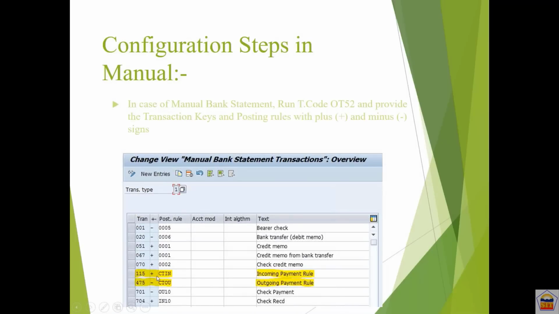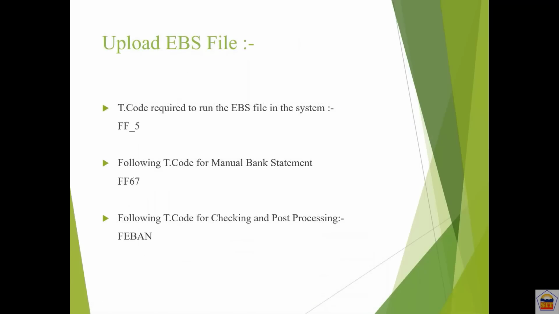Now this is the extra step we can take for the manual bank statement. Under the manual bank statement, once again, you need to mention your external transaction key. These are the external transaction keys with which you are assigning your posting rule. These are the posting rules we have maintained for the manual bank statement. So it is saying that for the upload of the EBS file, we can make use of the transaction code FF underscore 5 and we have FF67. FF underscore 5 we use for the EBS upload file, and FF67 we will be using for the manual bank statement.